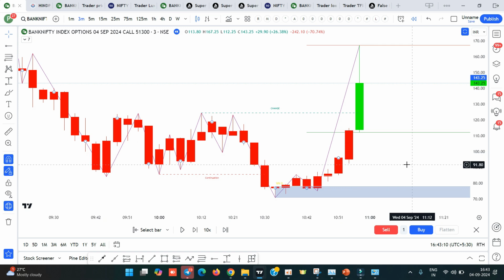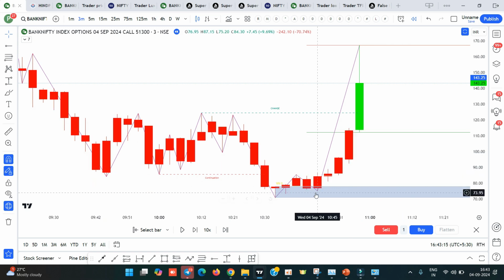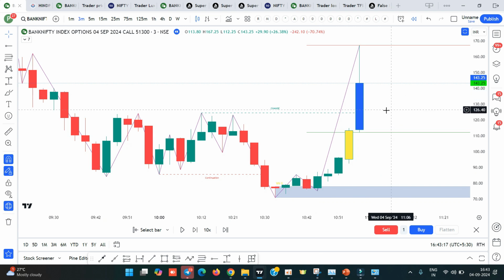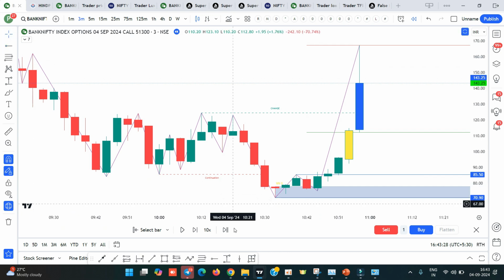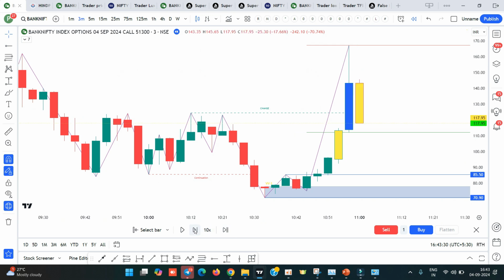I may buy in the discount area also, but the risk reward will be smaller. So I would prefer these two areas from where I can get a good risk to reward. If price comes to 85 rupees, I can buy and I can keep my stop loss at 70 rupees. Now let us see what happened during the day in the next few candles.